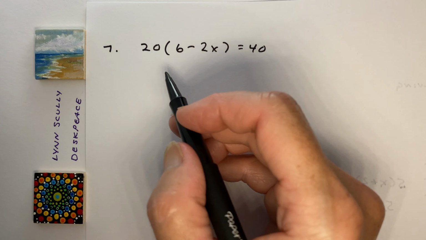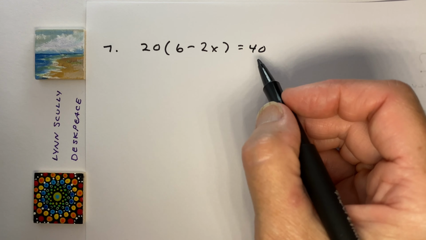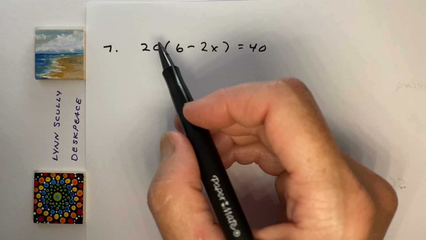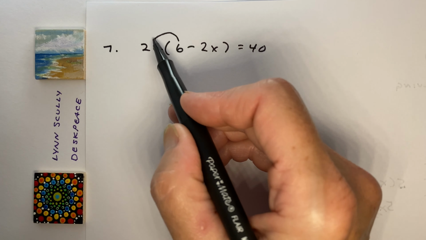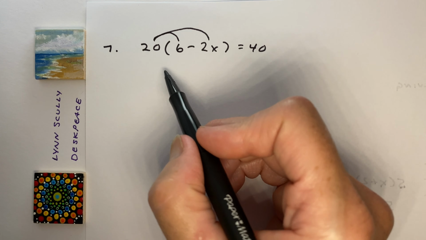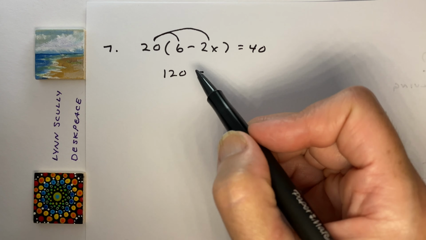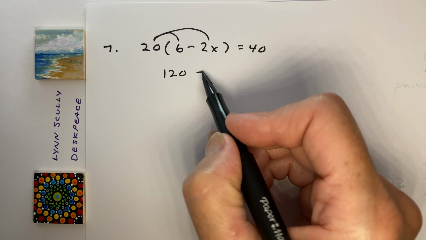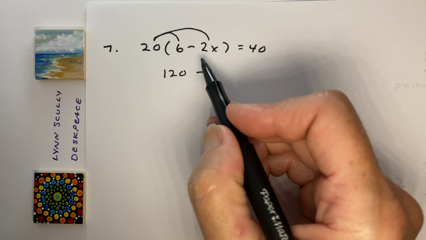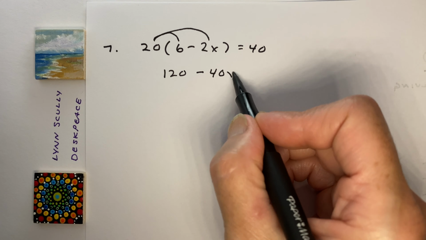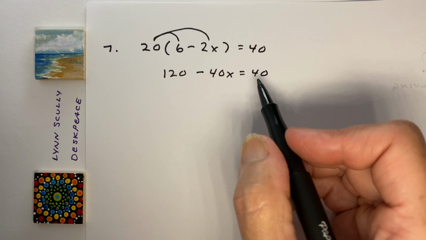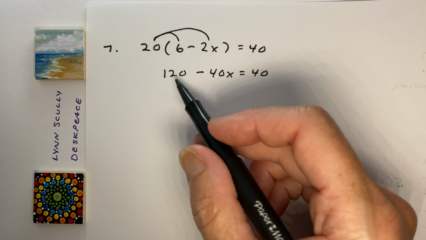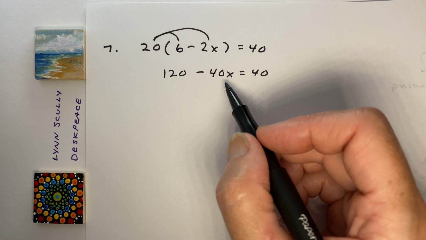Number 7, 20 times 6 minus 2x equals 40. I have 20 of these packages, so I'm going to multiply 20 to each term inside the package. 20 times 6 is 120, minus 20 times 2x is, I put the minus first because I always do sign first. 20 times 2 is 40, x equals 40. I want to get x alone. I have 120, and this is actually attached by addition. And I have this minus 40x.